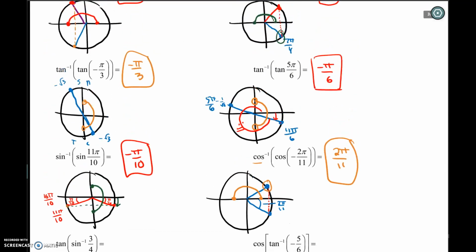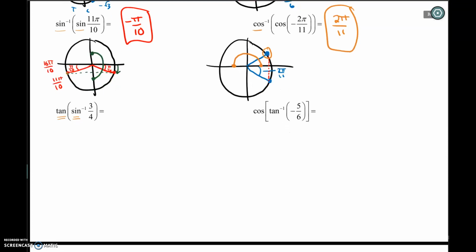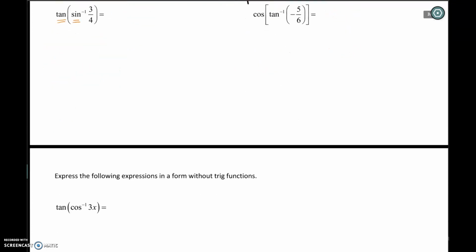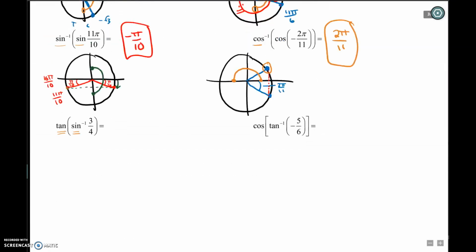So that's that set of problems. Notice these are all inverse functions of each other. The next set, we start talking about functions that don't match up exactly. The tangent of the inverse sine, the sine of the inverse cosine. So these are going to be a little bit different.